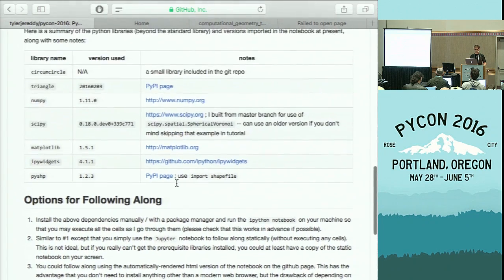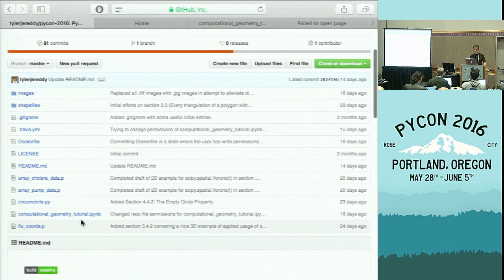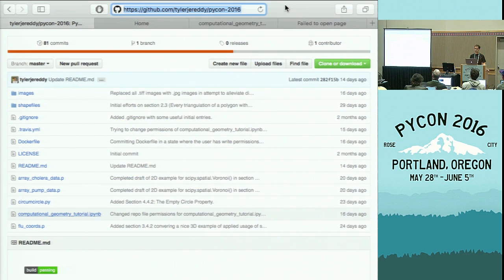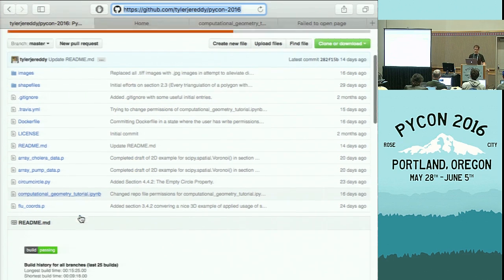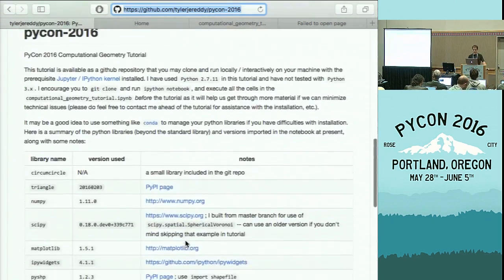Similarly, GitHub now renders the HTML version of the IPython notebook file, so you could just click on that if you go to the GitHub page, which is here, github.com/TylerJReddy. PyCon 2016. So if you go there, you could click on the IPython notebook, and that'll be rendered automatically in HTML. The drawback there is that you're depending on the internet connection, and it's also static, so you wouldn't be able to execute code. But if you need to scroll yourself, that's an option.